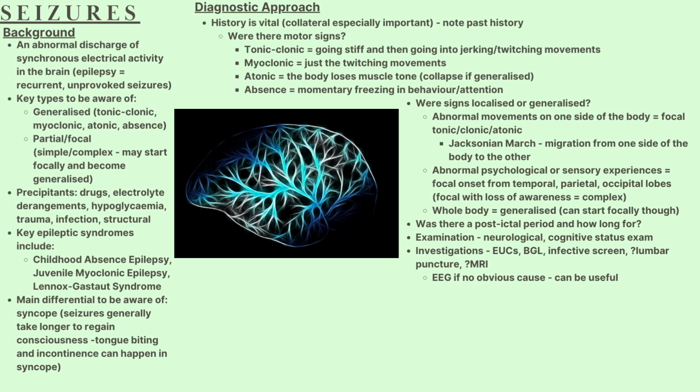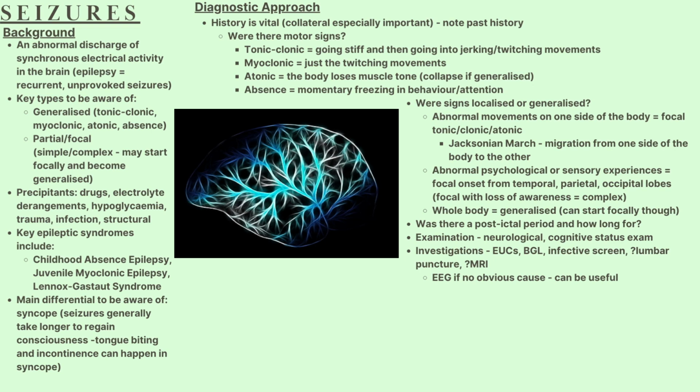So tonic-clonic would be where the patient goes stiff and then goes into jerking or twitching movements. A myoclonic seizure would be a seizure with just the twitching movements. An atonic seizure is where the body loses all muscle tone and the patient may even collapse if the atonic seizure is generalized. An absence seizure is where there is a momentary freezing in behavior and or attention.